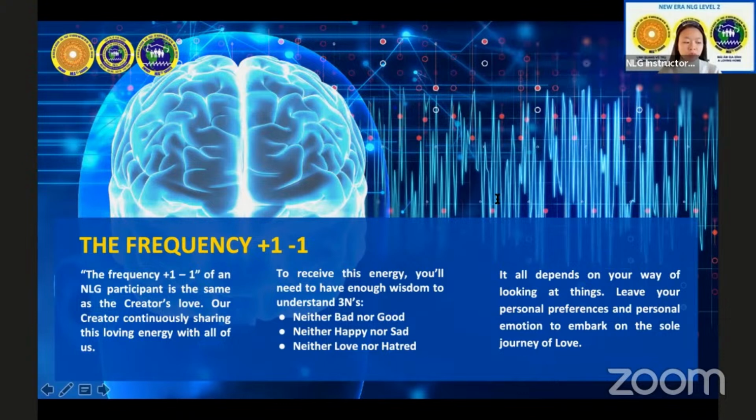And that is to, first of all, doesn't matter what your background is, doesn't matter what situation you're in as an individual, we all strive to have the +1 -1 frequency. Okay, because when you have this frequency, you can connect more strongly to this energy source. And when you have this energy source, you're able to support the cells in your body and enable the healing process.